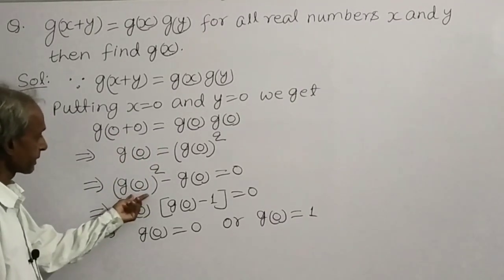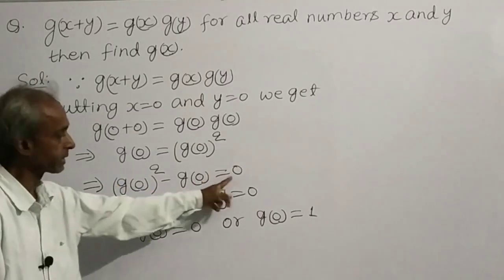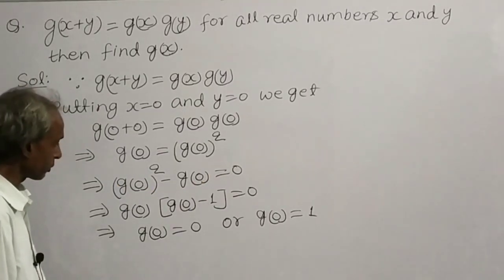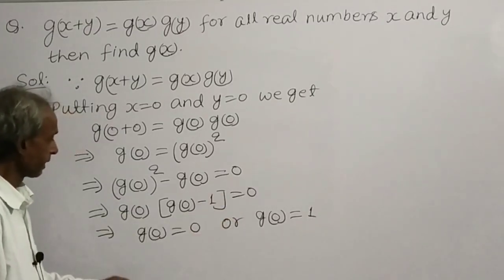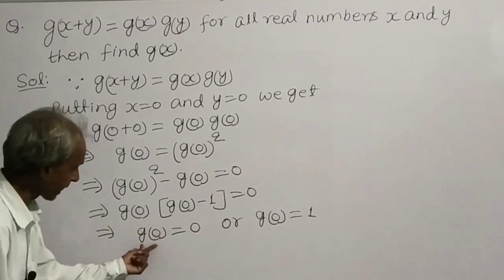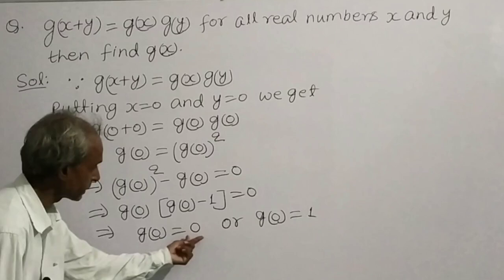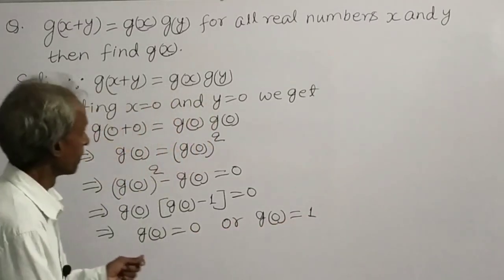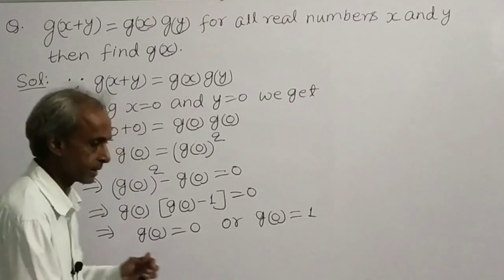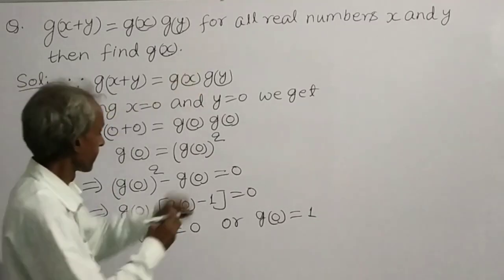Then we get g(0) square minus g(0) is equal to 0. After factorizing, we get this. From this, we get either g(0) is equal to 0 or g(0) is equal to 1. We write down these two results here.